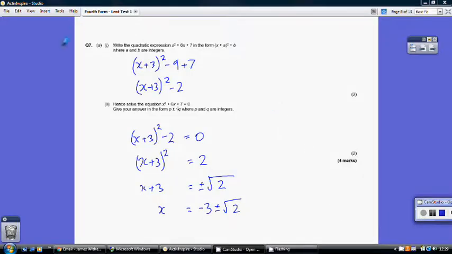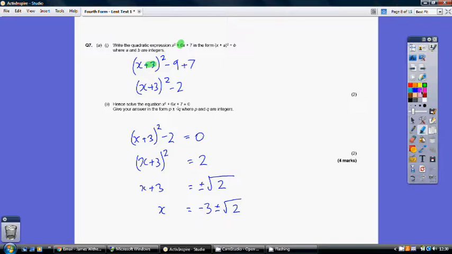Question 7, so very similar to part A of question 6. We need to complete the square, so we start off by halving the coefficient of the x, so the 6 becomes 3. Now (x plus 3) all squared is x squared plus 6x plus 9. We don't want the plus 9, so we back that out with this minus 9 here.